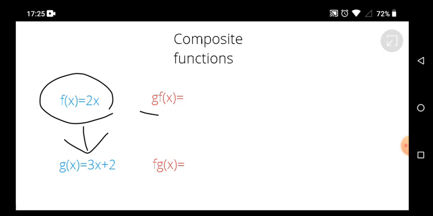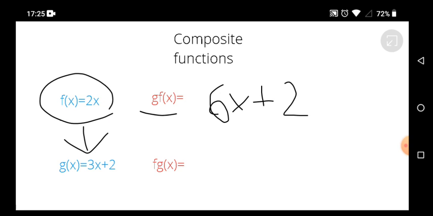So starting with this one here, what I'm going to do is I'm going to substitute this f of x into g of x. So every time we see an x, we're going to put what f of x is. So it'll be 3 times 2x plus 2. So the 3 times is the 2x. And what we do is we get 6x plus 2. Okay, that's it. That's what g of f of x is.